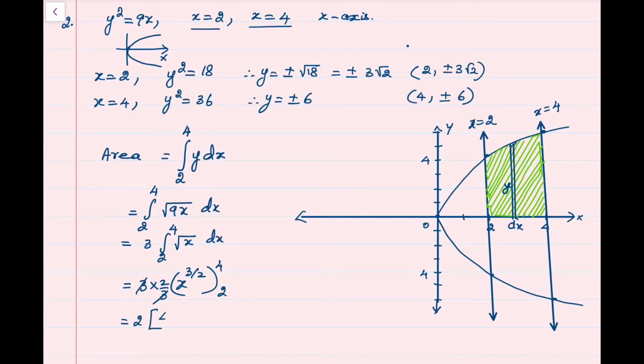2 times 4 raised to 3 by 2 minus 2 raised to 3 by 2. 4 power half is 2, 2 cube is 8, and this is root 2. Root 2 cube is 2 root 2. We can take 2 common. 4 times (4 minus root 2) square units.